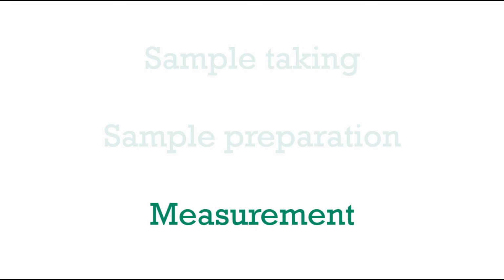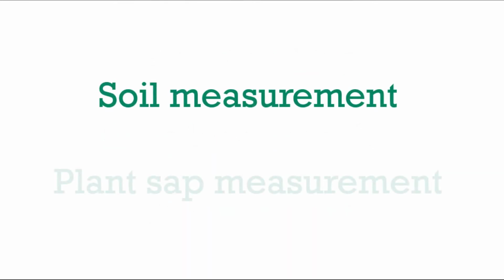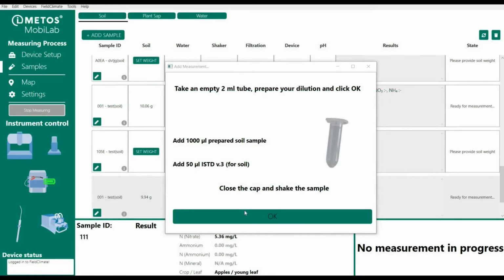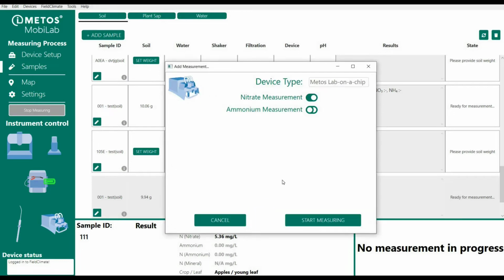Let's do the measurement. We start with the soil measurement. After dilution, you must set which measurement you want to make. You can choose between nitrate and ammonium, or perform both.